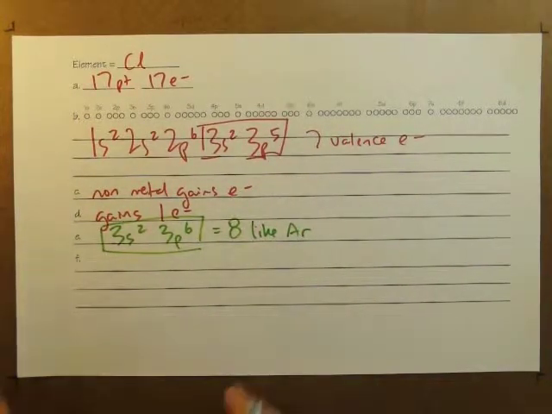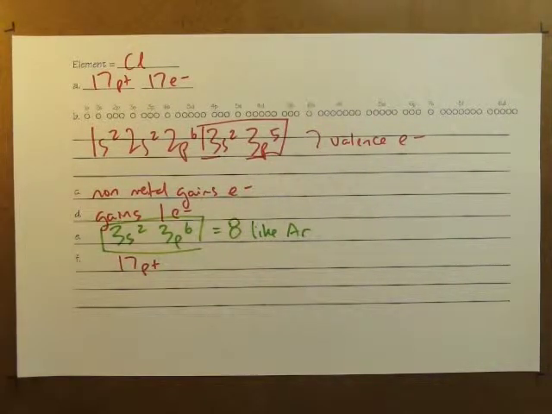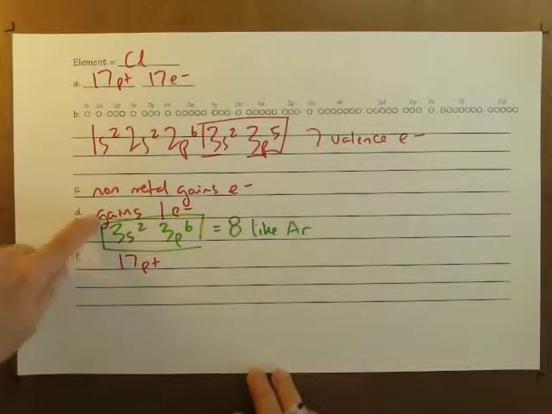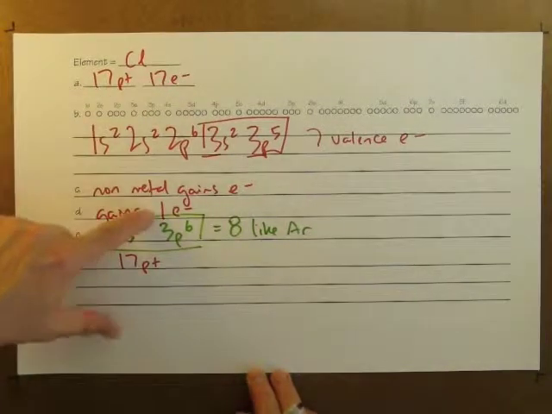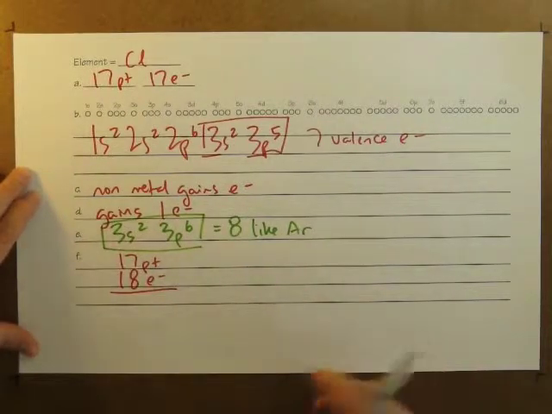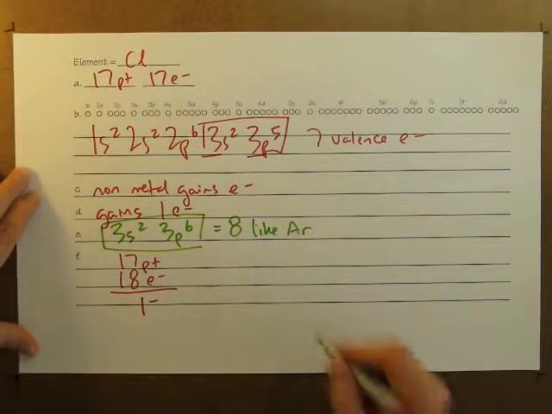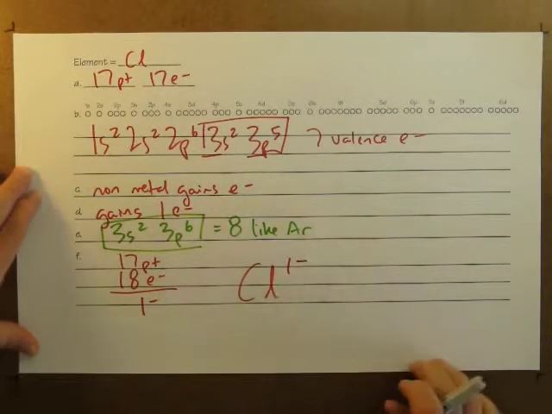Check the balance of charges. If I started with 17 protons and I had 17 electrons until I gained one more, so 17 plus that extra 1, 18 electrons now, the balance of charges is now more negative charges. There's one extra negative charge. So now chlorine has a 1 minus charge.